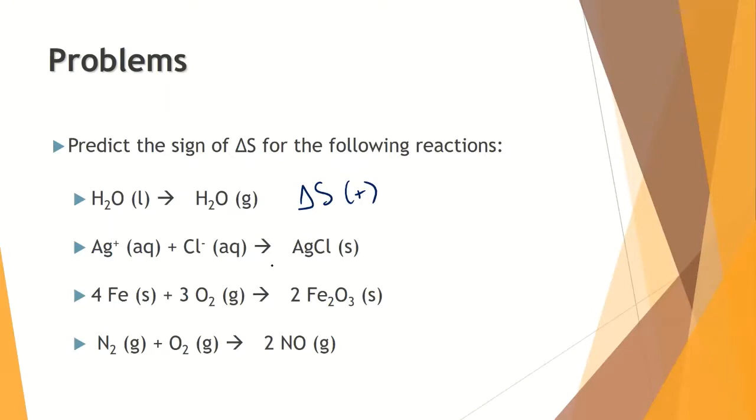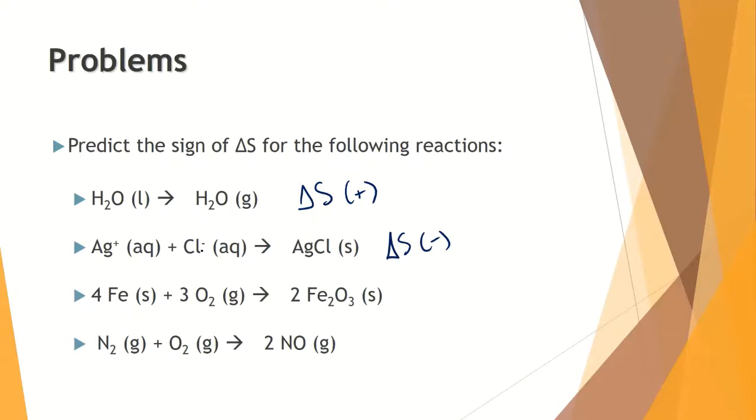Now, what about this second one? In this second one, we have ions that are in the aqueous phase. They're dissolved in water, and they're turning into a solid. Well, solids are the most ordered. They have the least entropy. Aqueous solutions are not terribly ordered, but we do have a high variety of molecules there. That's going to give it some disorder. So we've got higher entropy in the reactant side, lower in the product side. We're going to get a negative delta S as a result.